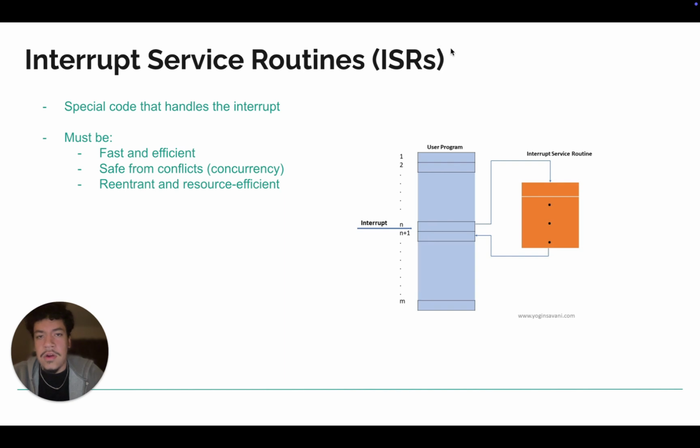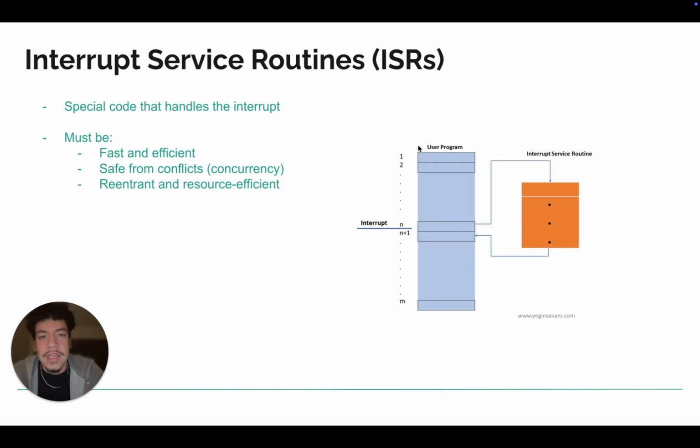So ISRs, which are interrupt service routines. What's an ISR? It's the code that actually deals with an interrupt. So when an interrupt happens, the ISR steps in, fixes the issue, and then lets the CPU get back to work. Think of it like a fire drill. When the alarm goes off, the ISR is the teacher making sure everyone gets out safely.